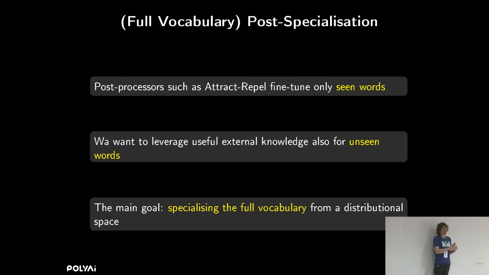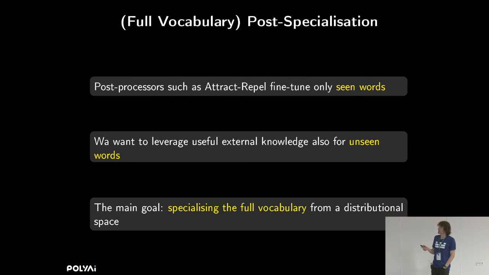And so the idea is, we have some useful knowledge coded in the vector space now after specialization. Could we actually learn a global function that will fine-tune, that will actually specialize vectors of all vocabulary words based on the words that were already specialized, and we treat them as some sort of training examples? So this is the general idea.